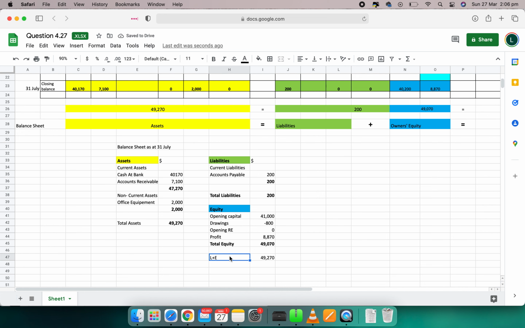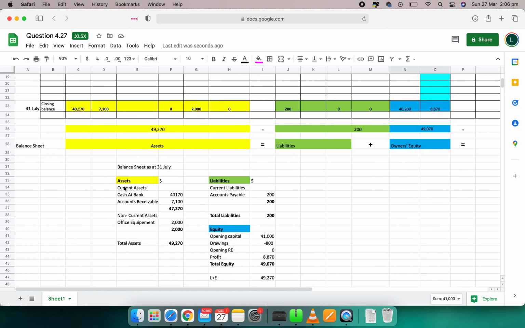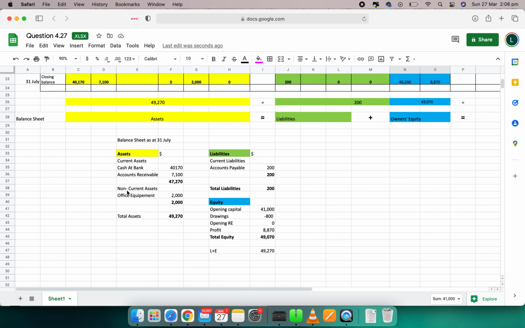That's done. So the hardest part here is our equity, because we do want to split that up here. And then all the information is given to us in the worksheet. So I really wanted to show you how we use the worksheet to reproduce our balance sheet. Okay, I really hope that helps.